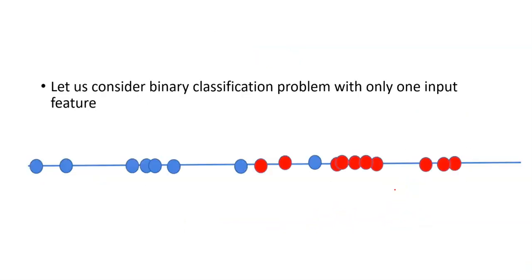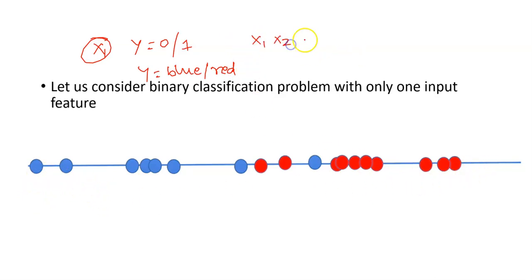Let us consider a simple binary classification problem with only one feature, which means only one feature is available, and the output could be either 0 or 1. In this case, we have represented the output as blue or red. As it is only a one-dimensional input feature, we have represented it on a single line. If the data set consisted of two features, it would be represented like this. So here we are going to consider the data set with only one feature.